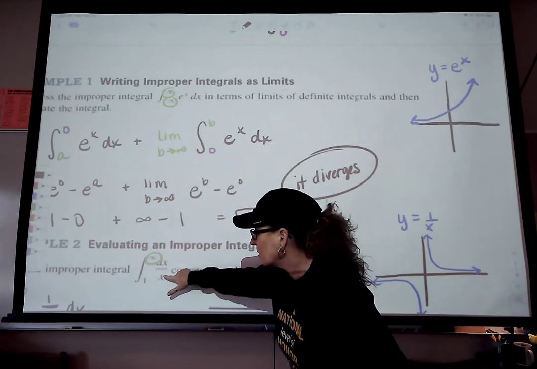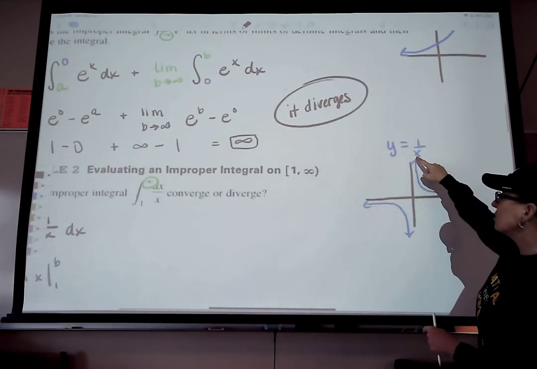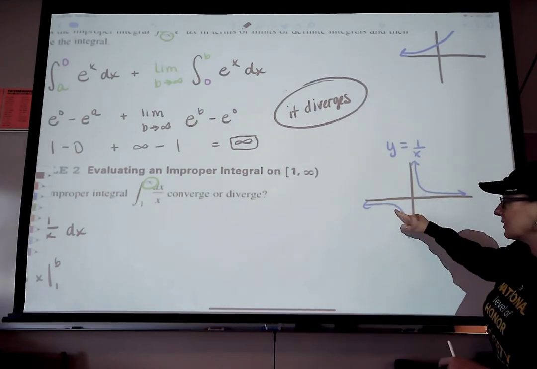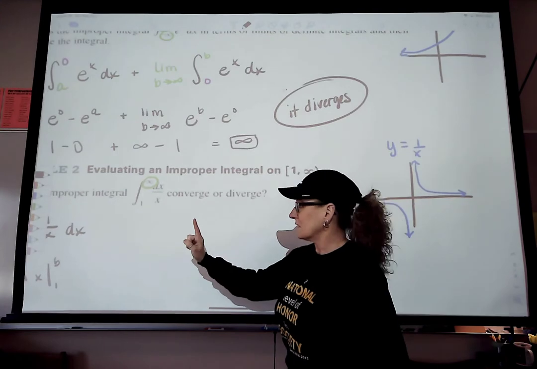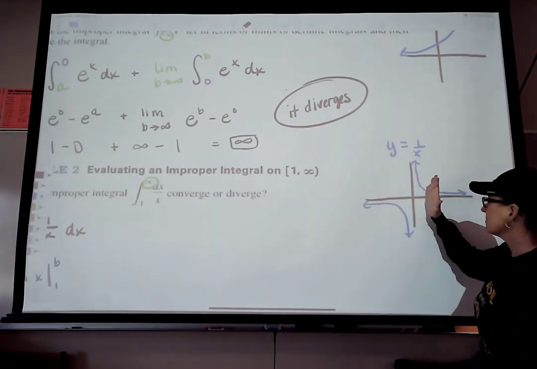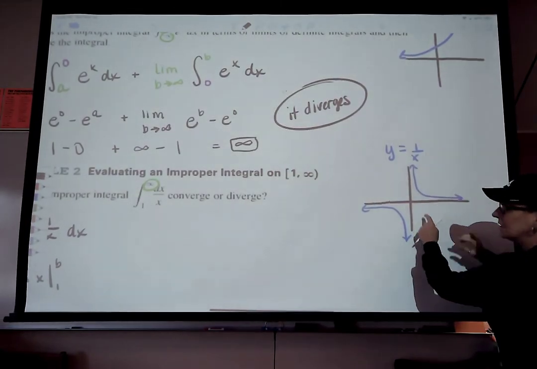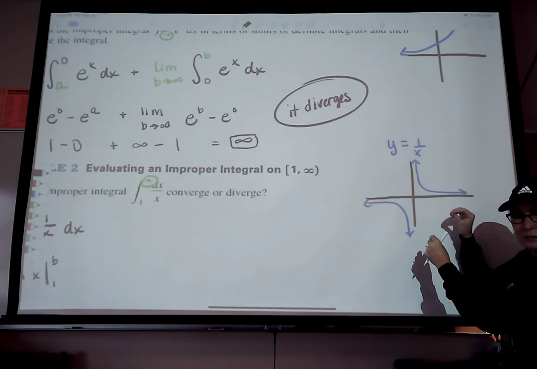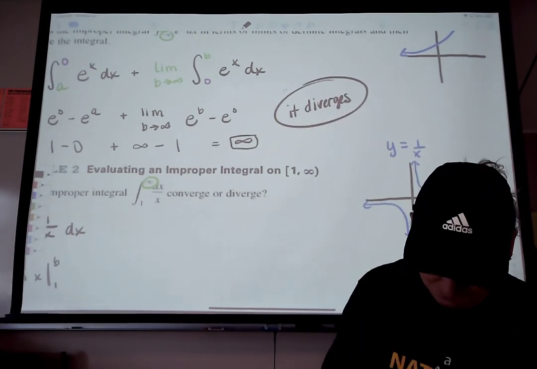Our function is 1 over x. I went ahead and drew the entire function. It's the curve in quadrants 1 and 3. This problem only wants us to look at the area from 1 to infinity, so forget about this half of the graph. Start here. What's all this area? You can see that it gets smaller and smaller and smaller. We may end up with an answer on this one. Let's find out.